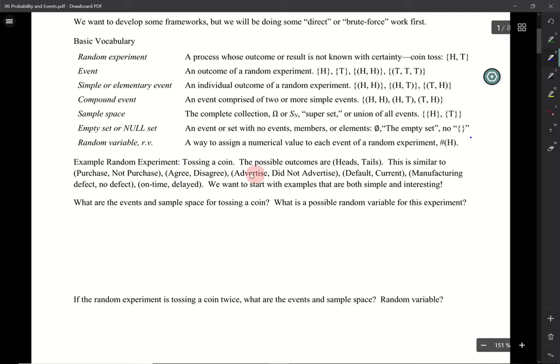Whether you advertised or did not advertise is a choice that somebody made, and that may affect purchasing. Does advertising affect purchasing? Otherwise, don't spend the money, right? So you would want to understand the relationship between whether I advertise or not advertise, and whether it was purchased or not purchased. So you can see how these events can be related to each other, right? If we're talking about mortgages, right?